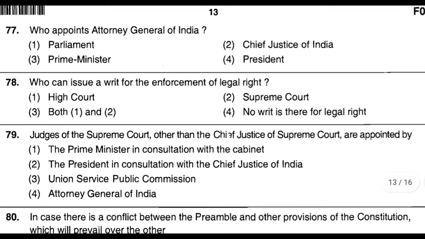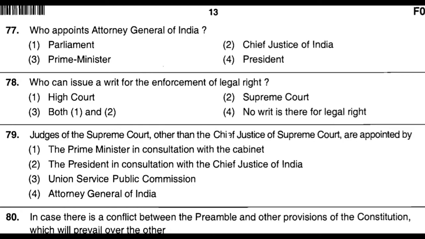Now question number 77. Who appoints Attorney General of India? Option number 1, Parliament. Option number 2, Chief Justice of India. Option number 3, Prime Minister. Option number 4, President. And the correct answer is option number 4, President.